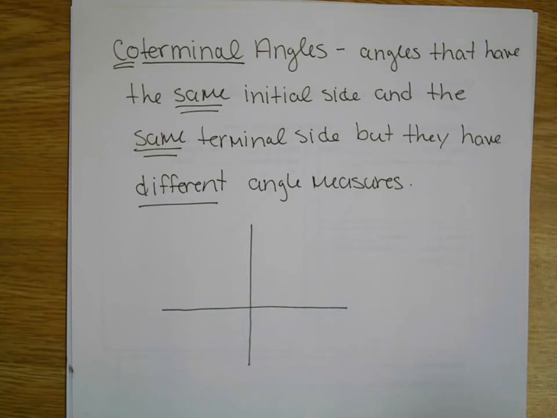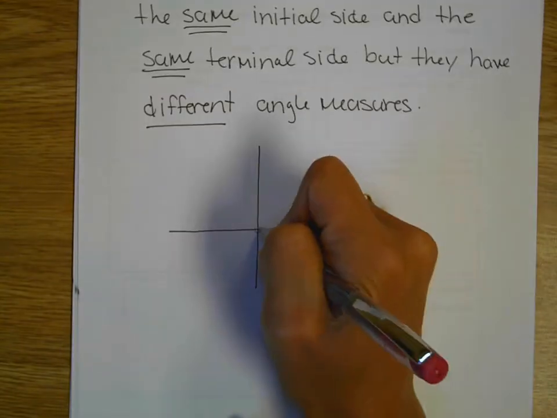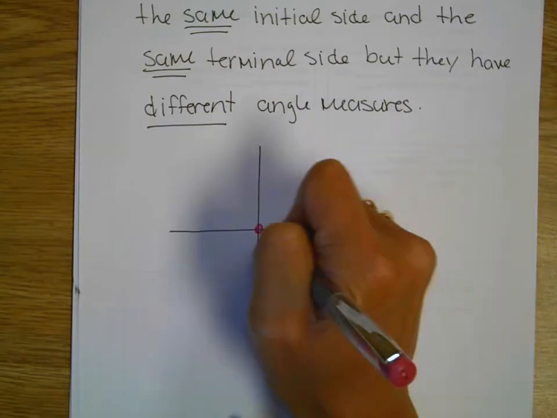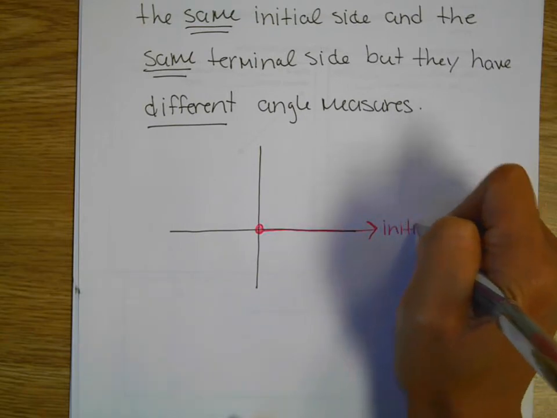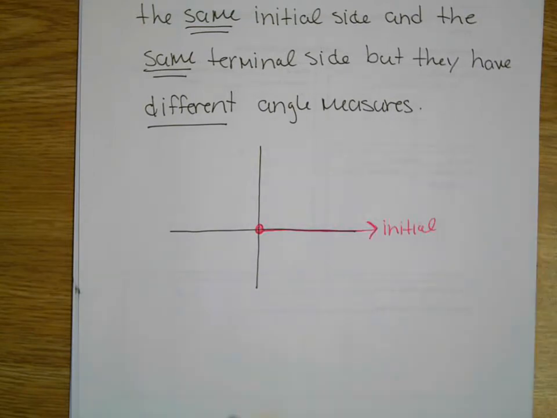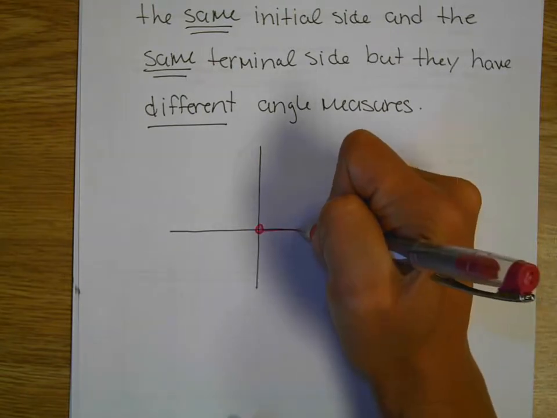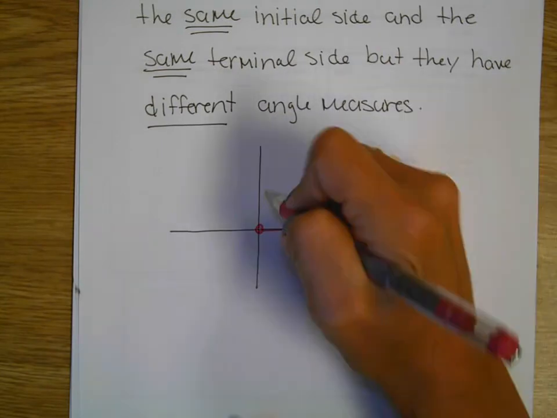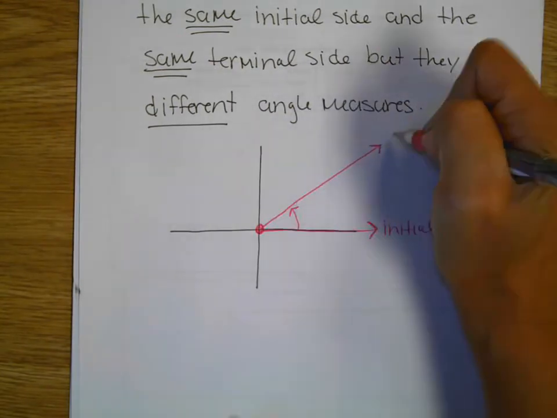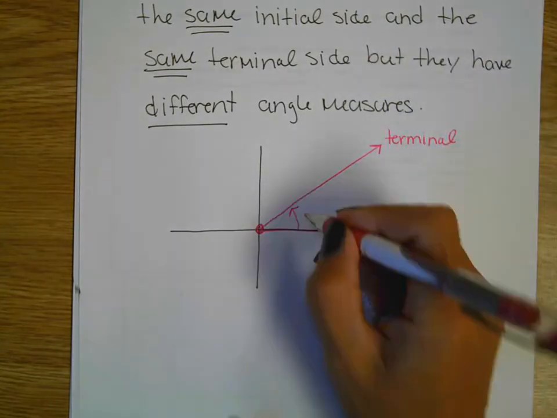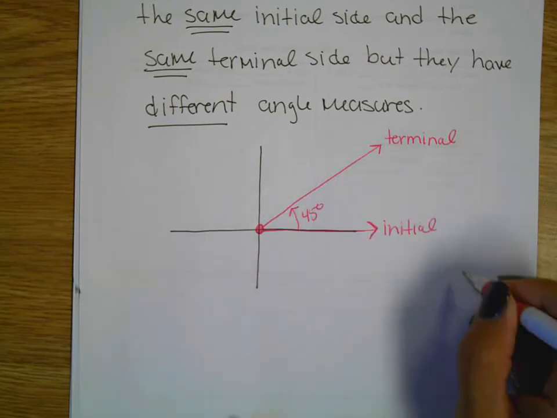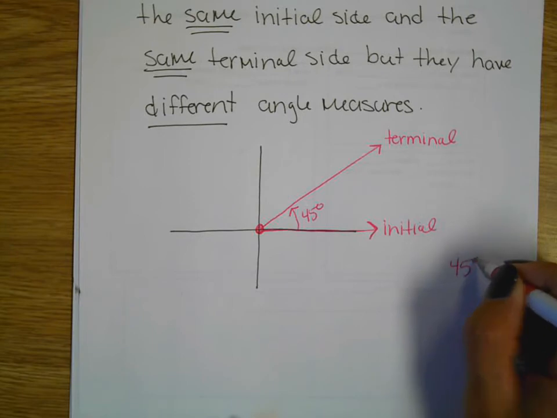So, we're going to put them on a coordinate plane so it's easy to see. Our initial side is going to be the positive x-axis. That's going to be our 0 degree mark. I'm going to make a 45 degree angle by rotating that in the positive direction. So if I go up, that's halfway in the first quadrant. Here's my terminal side. So my first angle is going to be 45 degrees.